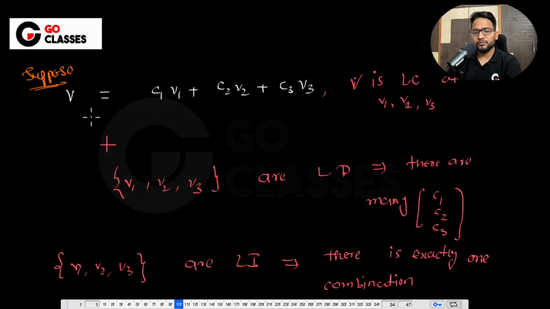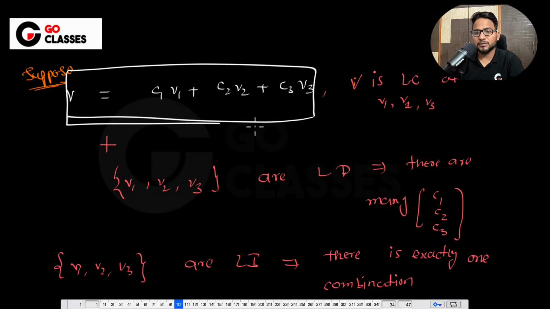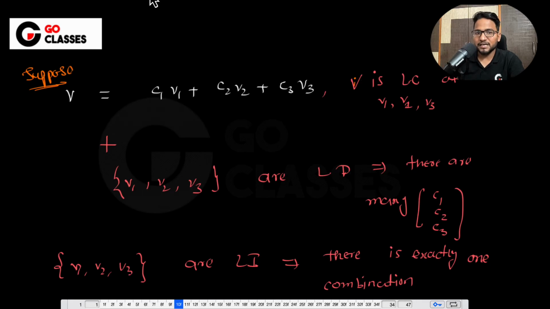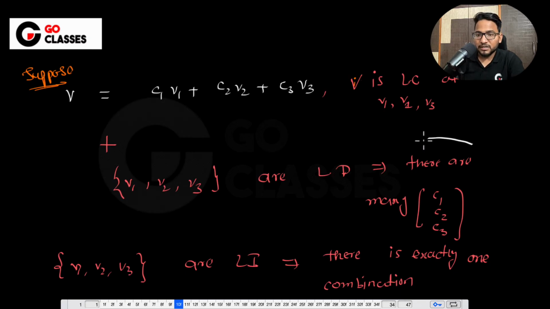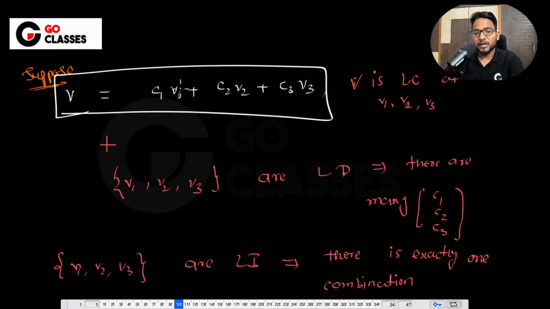Now then, we talked about one thing: if you have a vector V that can be represented as a linear combination of other vectors, let's suppose these three vectors, and if these three vectors are linearly dependent, then there are many such solutions. Which means if you want to represent this vector as a linear combination of other vectors, and if these vectors are linearly dependent, then there are many ways to represent it.